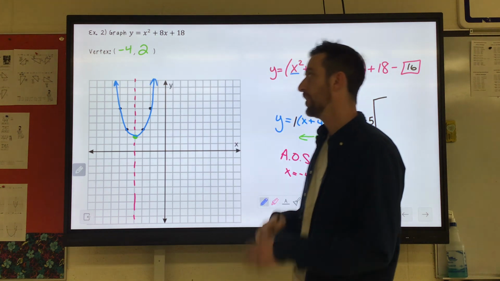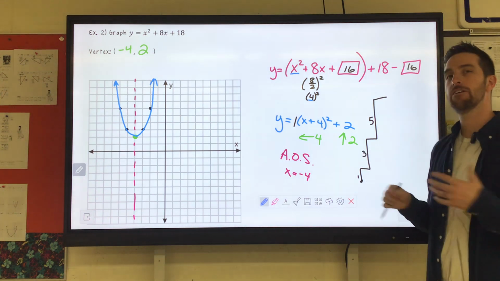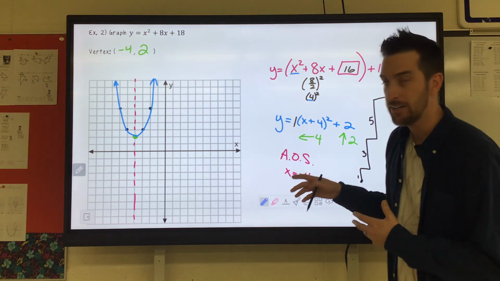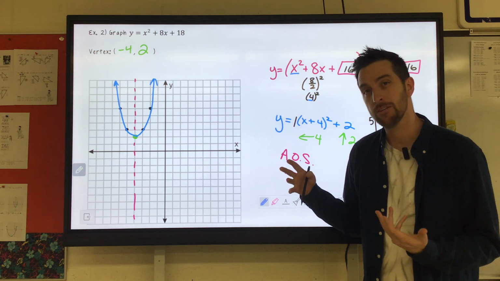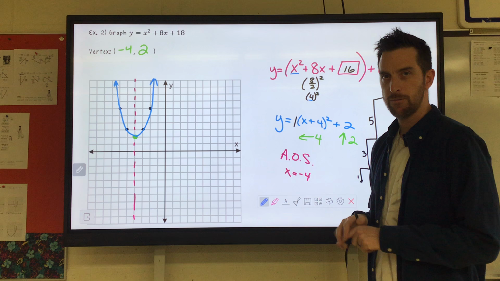Otherwise, to get other points, you can pick other numbers that you want to put in for x, solve it out, and get your y that way. And then you can just reflect them over the axis of symmetry.